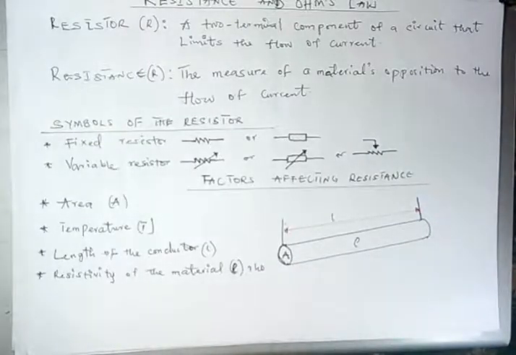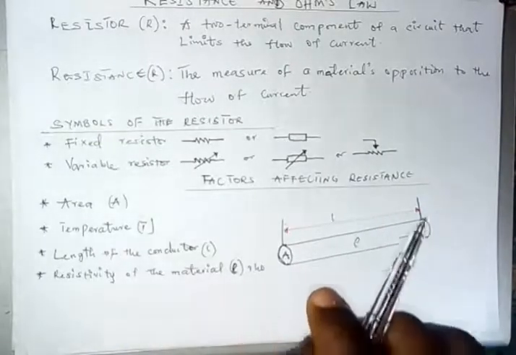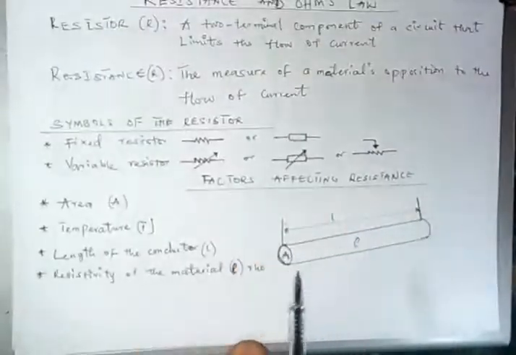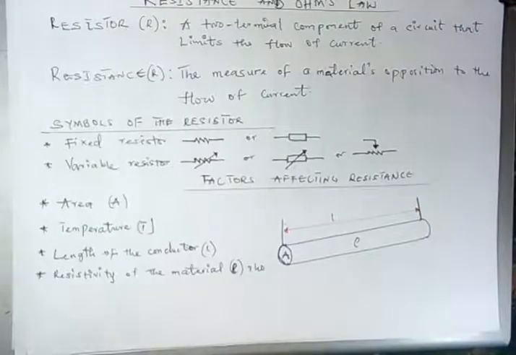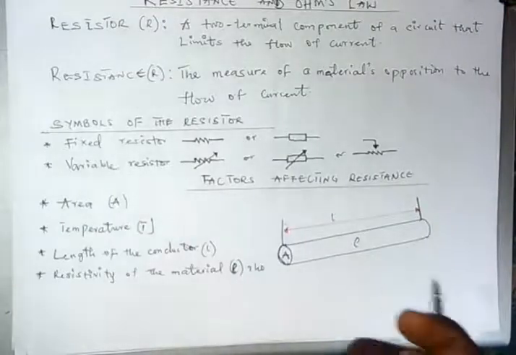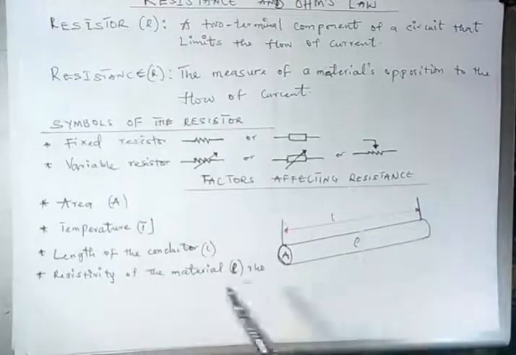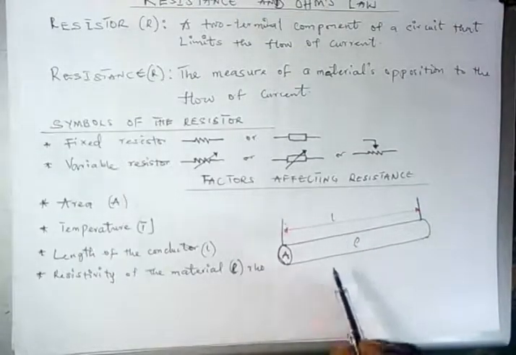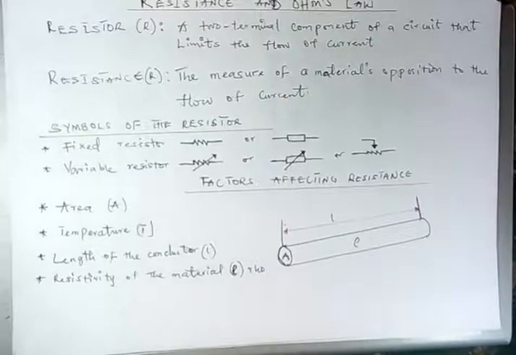So it's just like when you have more water that flows through a wider pipe than through a narrow pipe. So you will notice that the larger the diameter of the wire, the greater the cross-sectional area. So what do we mean?